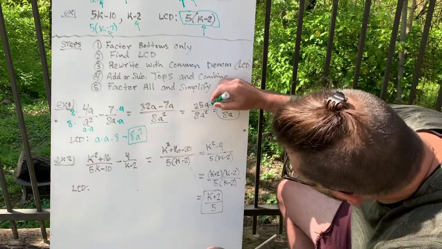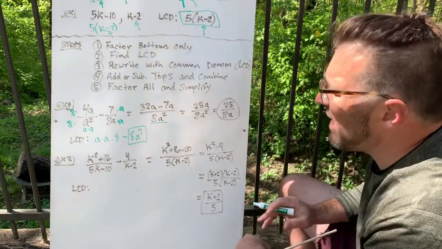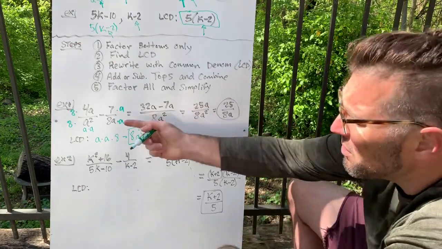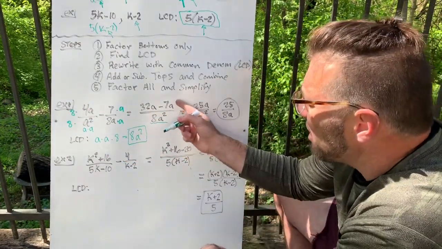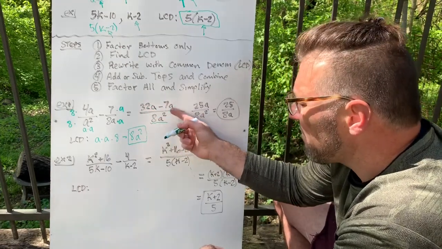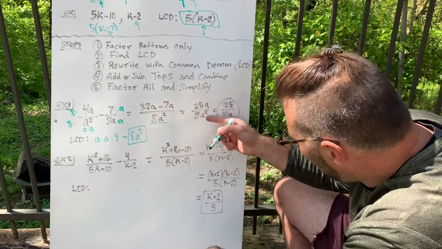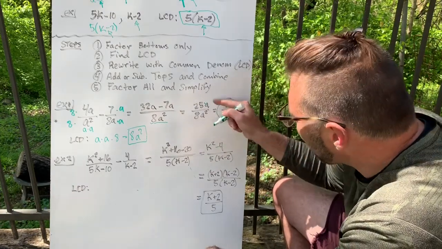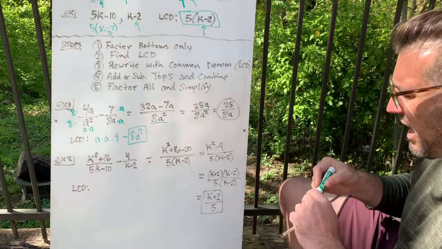Now I could cancel any common factors. And you can't cancel your common factors till the very end because first you need to add or subtract the tops. Once you add or subtract the tops, then you can factor. In this case, we didn't have to factor anything. But here, now it's in factored form. We could cancel that a with one of these a's. And our final answer, 25 over 8a.